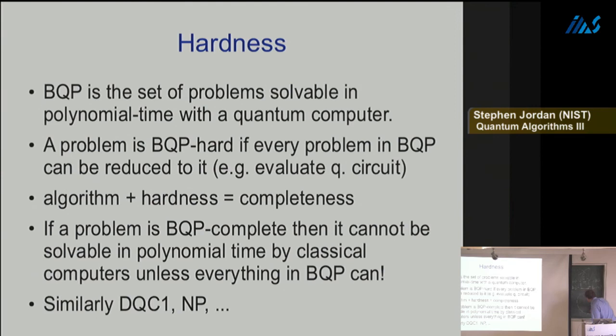So here's BQP, and here at the top you have the BQP complete problems. BQP complete just means it's BQP hard and it's contained in BQP. So you have a quantum algorithm and everything reduces to this. Everything else in here can be converted into one of these problems. In particular, if any BQP complete problem were contained in P, that would mean all of BQP is contained in P, because everything reduces into here. That means there's no point in building a quantum computer at that point. Your classical computer can do everything a quantum computer can do.